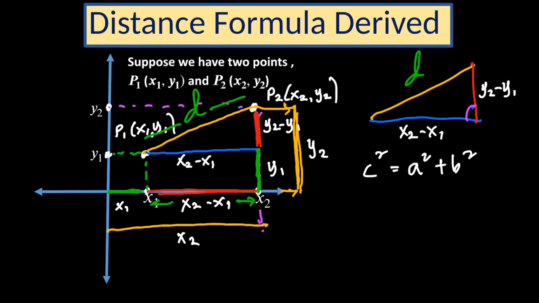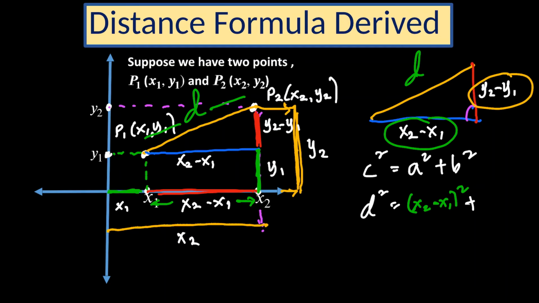So our c squared, or our hypotenuse, is D squared, and our a is this one, so that will give us x sub 2 minus x sub 1 squared, plus our b is this one, so that will give us y sub 2 minus y sub 1 squared.